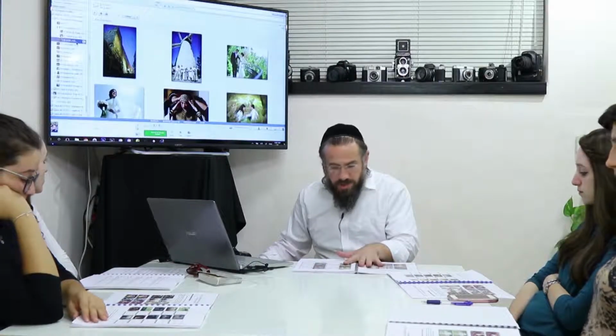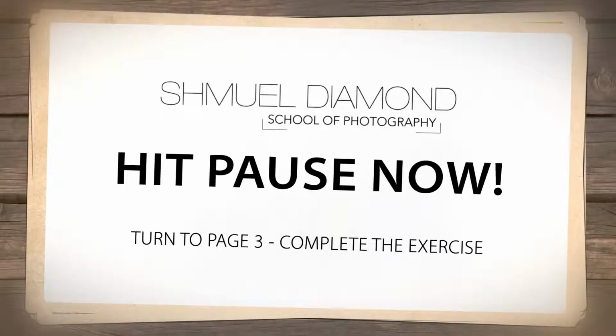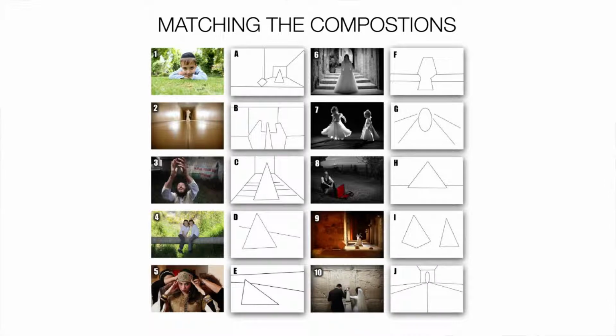In our workbooks, you'll see we have images numbered and then diagrams lettered. Okay, so let's look. Image number 1, this little boy. Which of the letters would you think this relates to? H. H, exactly. Okay, image number 2. J. J, exactly, very good. Image number 3. D. D, very good. Image number 4. F, good.